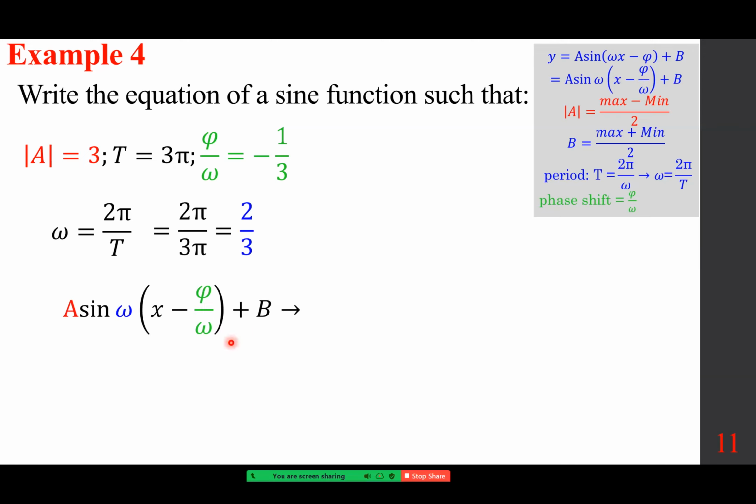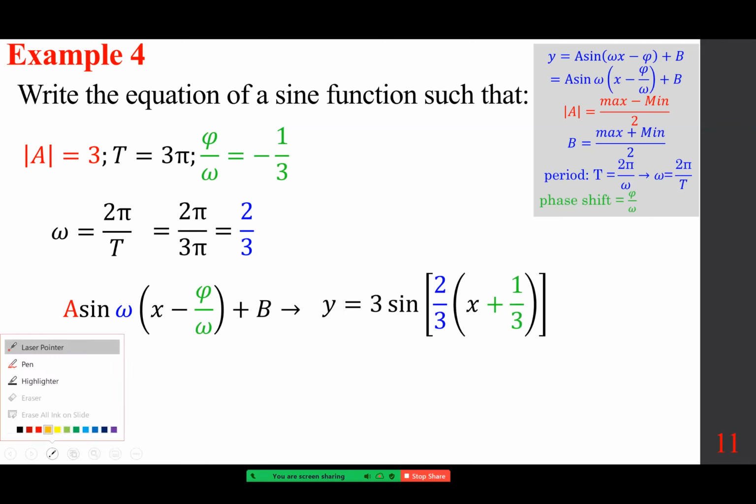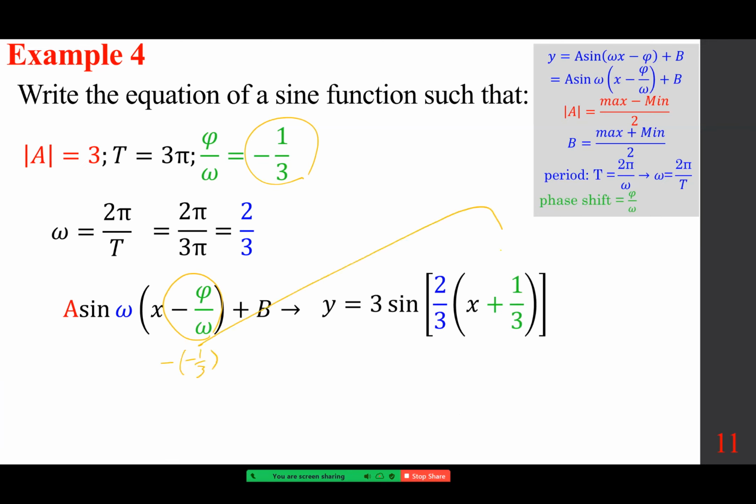So this A is 3, omega is 2/3, minus, so you're going to put minus 1/3, minus 1/3, which makes it plus 1/3. So I want to make sure you understand this is negative. So minus negative 1/3 will result in positive 1/3. And this is fine, and you're done.